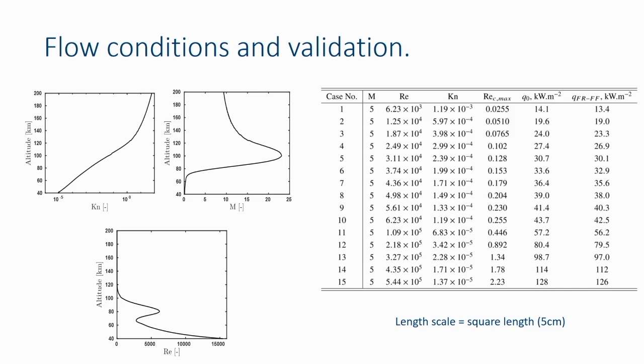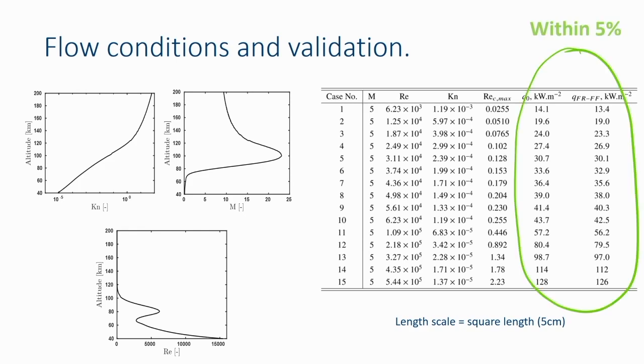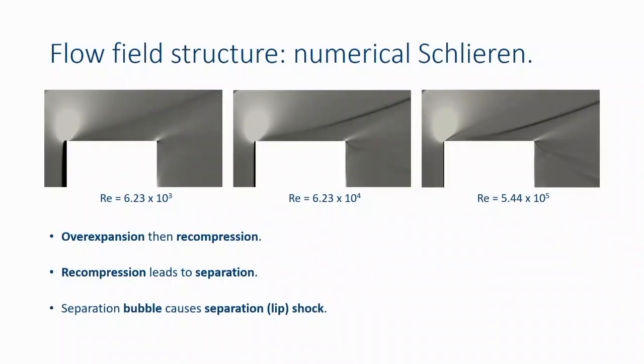How do we validate this? Right, well, it's difficult. There's not been a lot of previous experimental work on this, but we can compare our stagnation point heat transfer to some theoretical models. So we compared it to Fay and Riddell, and everything was within 5%, so we're happy that our results are not completely insane. Right, let's talk about the results.